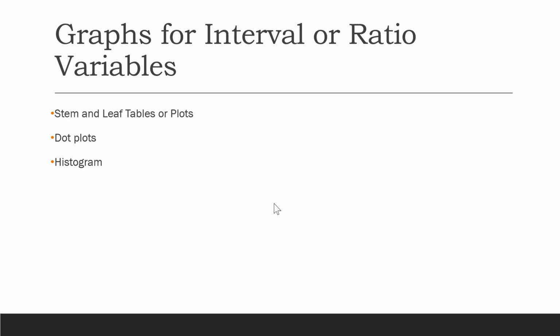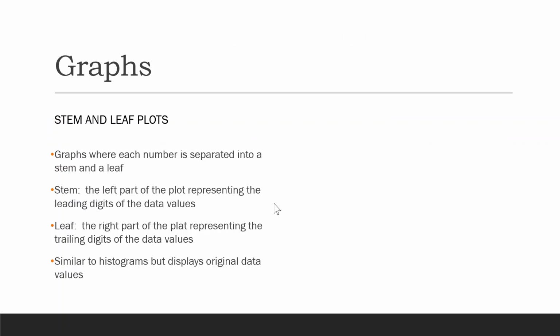Now let's switch gears and talk about graphs for interval or ratio variables. There are more than this. Some of them include stem and leaf plots, or some people call them stem and leaf tables. There's also dot plots. And as we've talked about before, there's histograms, which we'll talk about a little more in detail in this video here.